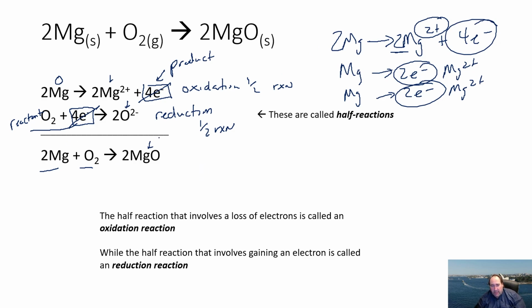Same thing with the oxygen. Oxygen makes a -2 charge, and O2 means there's really 2 oxygens, right? And each can accept those 2 electrons and become a -2 charge each.